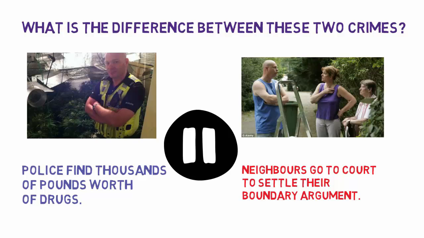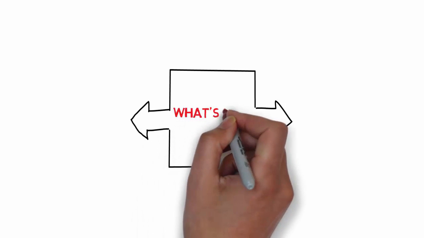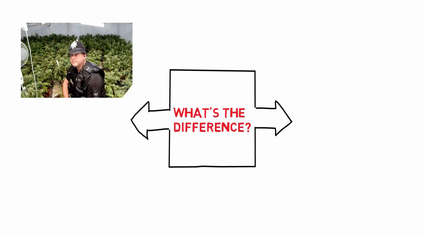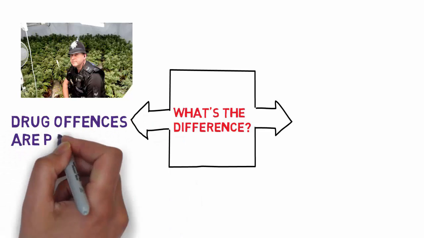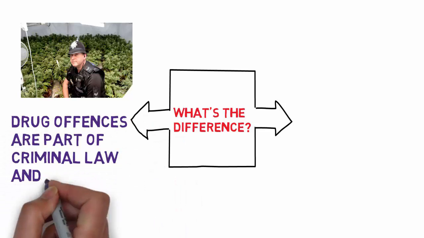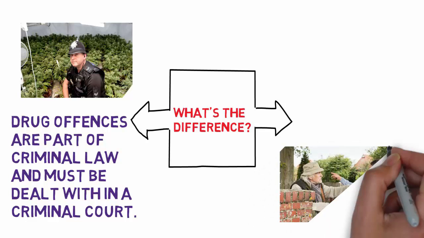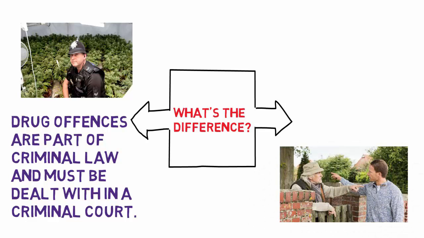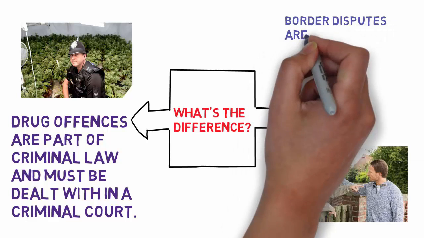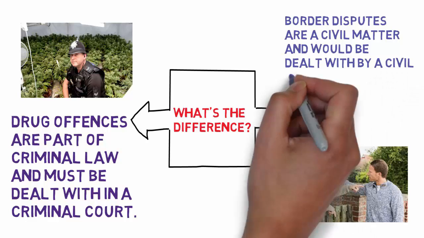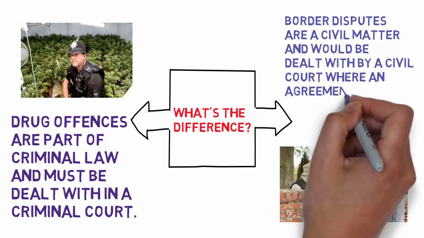Okay, ladies and gentlemen, I wonder what you said. Of course, the difference between them is that the drugs offence is what's called a criminal offence. It's against the law. When you buy drugs or use drugs, you're breaking the criminal law. Whereas a right to move over someone else's land is a civil matter. If two people can't make an agreement, they'll go to something called a civil court rather than a criminal court, to see if the court can decide whether an agreement can be made.